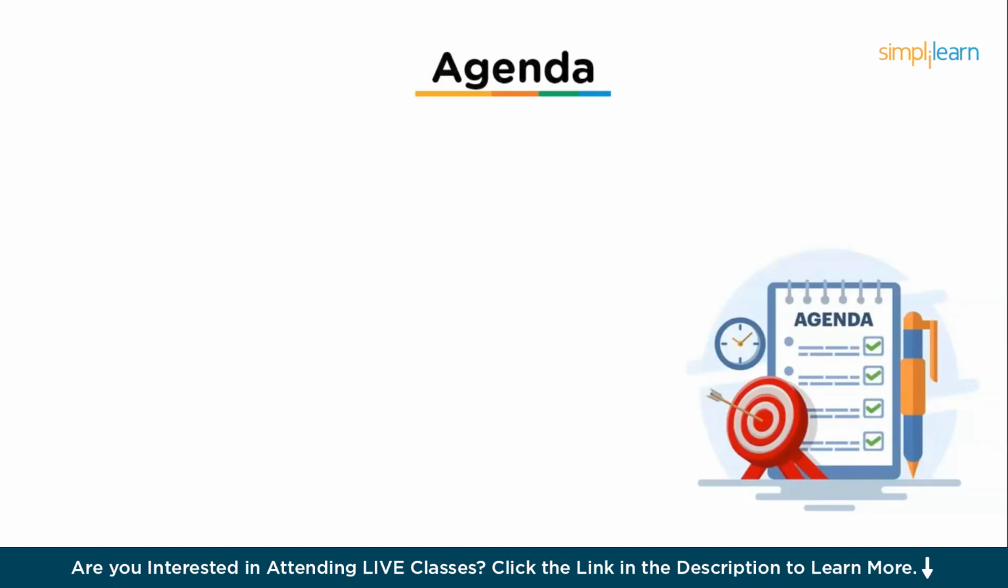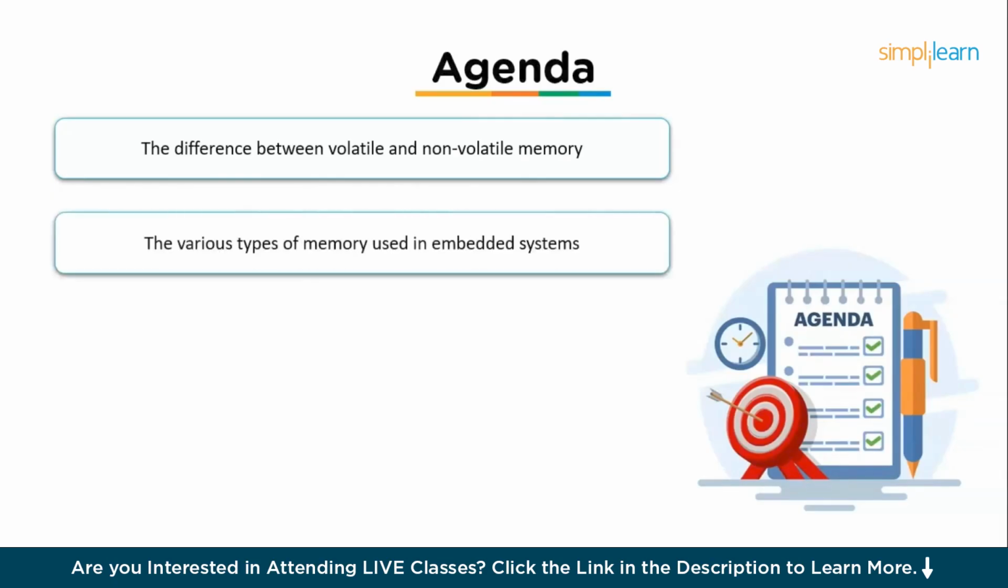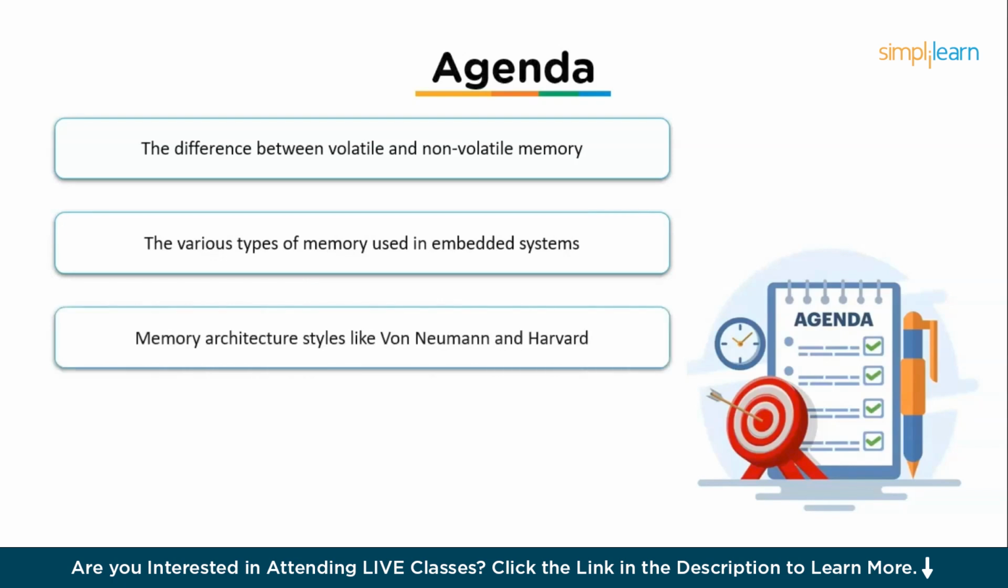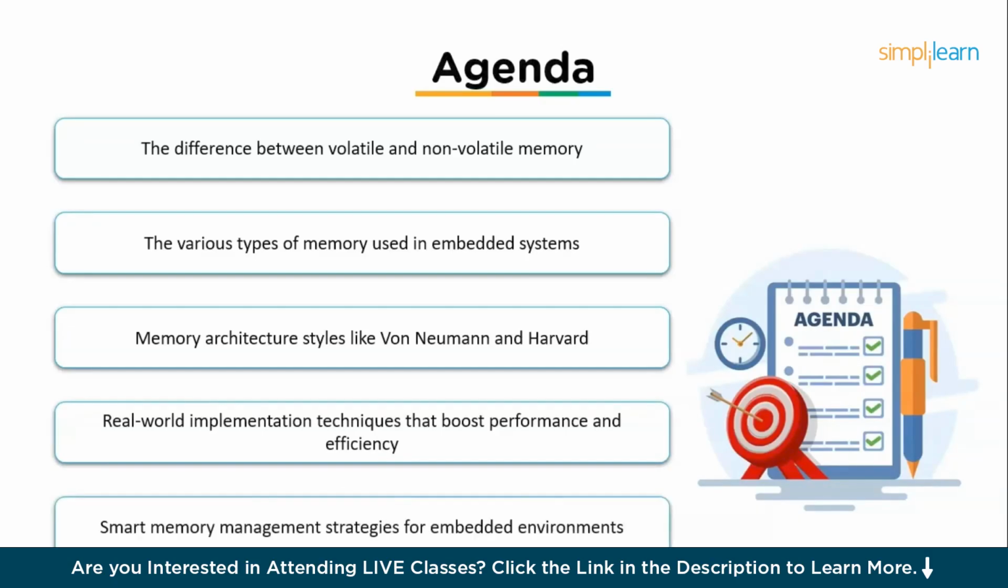We will first see the difference between volatile and non-volatile memory. Then we will see the various types of memory used in embedded systems. Then we have memory architecture styles like the von Neumann and Harvard. Then we have real-world implementation techniques that boost performance and efficiency. And then we have smart memory management strategies for embedded environments.